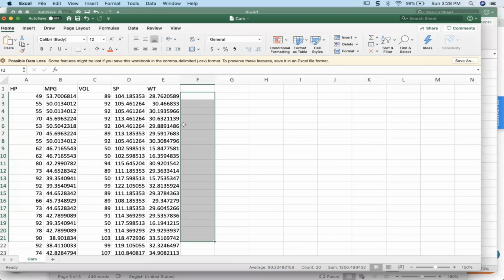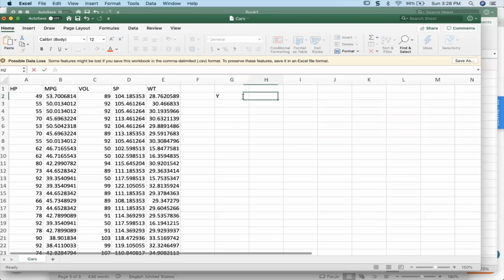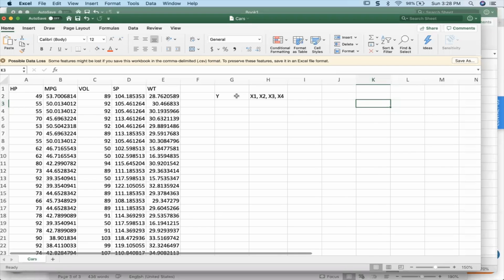If you want to predict mileage, what do you see? Mileage is the output, and you have horsepower, volume, top speed, and weight. Any machine learning on the planet is meant to establish the mathematical correlation or relationship between y and x. That's it. If horsepower is 49, volume is 89, top speed is 104, and weight is 28, what will be the mileage? So you're in some sense establishing the correlation between the output variable and all of your input variables.